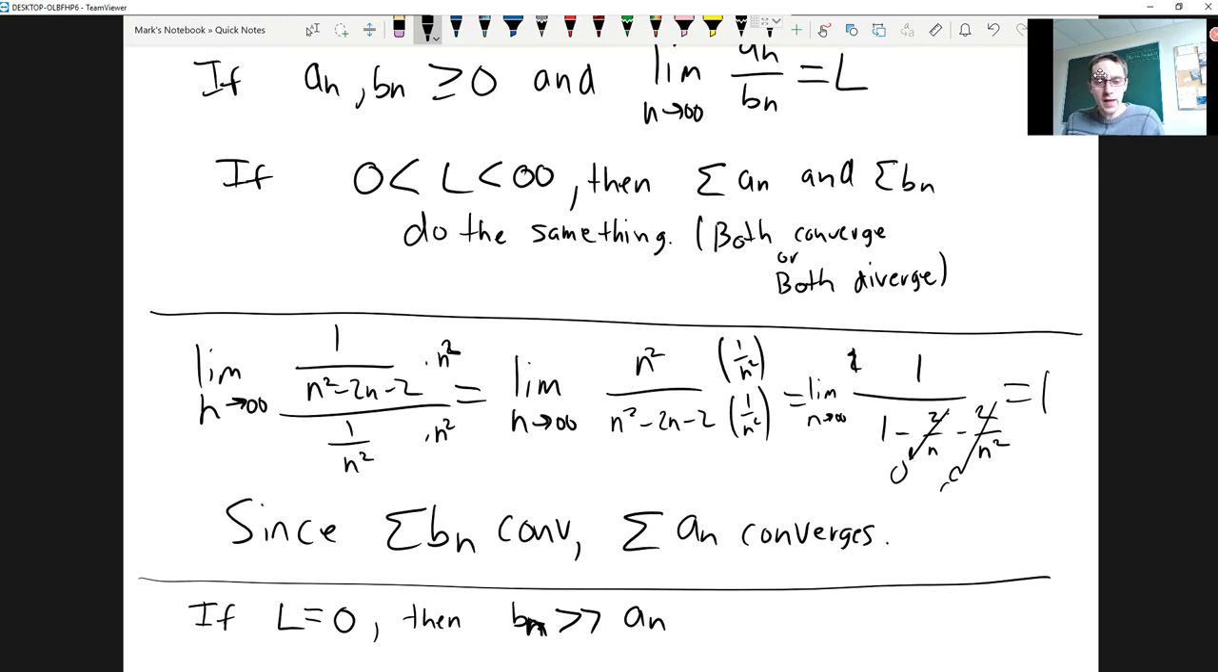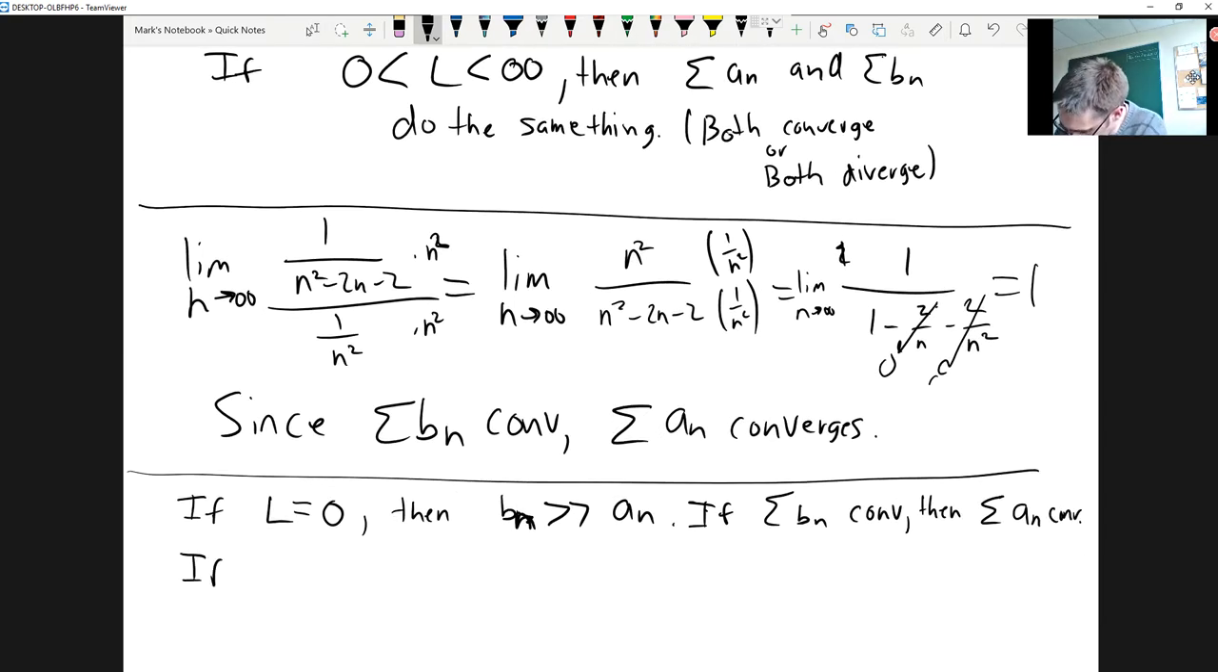And if bn is greater than an, and we know that the sum of bn converges, well, then we're in a smaller than small scenario, and we can conclude that the sum of an converges too. Okay, so if you get 0, what it just means is that whatever you get when you sum up an, it's going to be much smaller than the answer that you get from summing up all of the bn's. And so if the bn's are finite, then the sum of the an's must be finite as well.